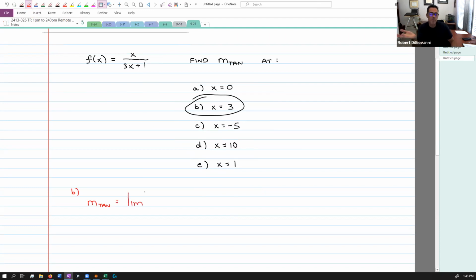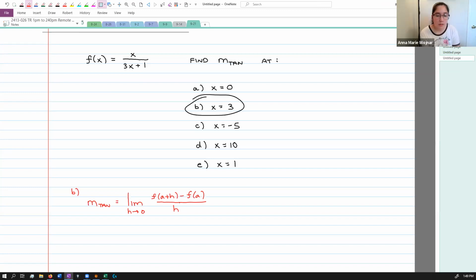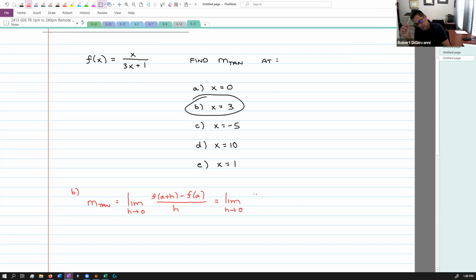Now I have to decide which formula. Which formula do you want? First one or second? Second. Okay, let's try the second. Limit as h goes to 0 of f of a plus h minus f of a, all over h. But what would a be for part B? 3. So this limit becomes the limit as h approaches 0 of f of 3 plus h minus f of 3, all over h.